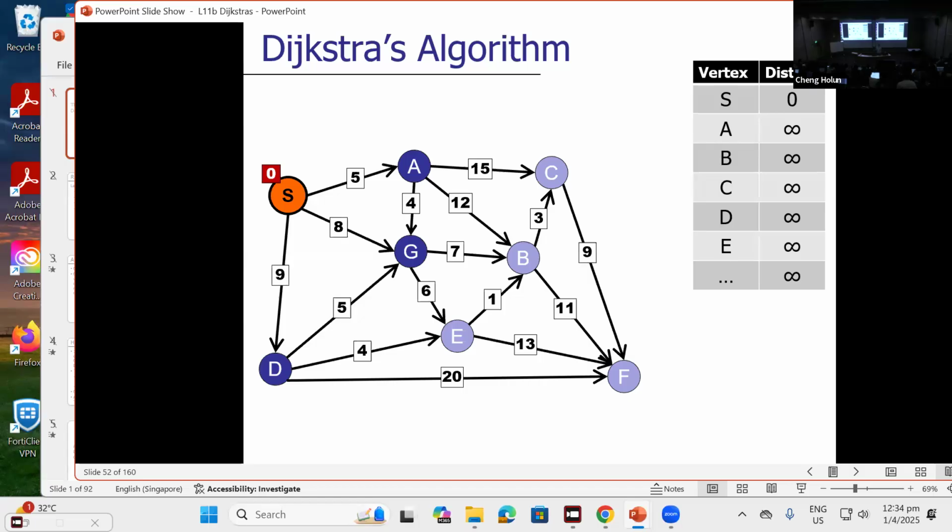So the algorithm is very simple. Get the minimal priority out of the queue and relax the neighbors. That's it. So I get S out. And what are the neighbors of S? It's A, G, D, right? So I will relax SA, SG, and SD. Anyone need me to slow down?